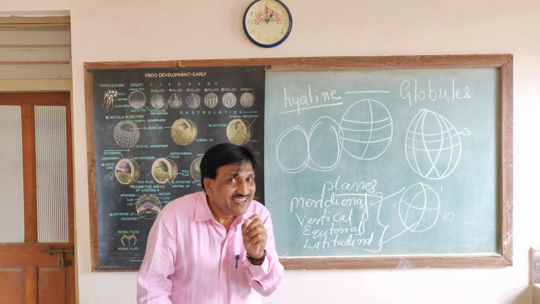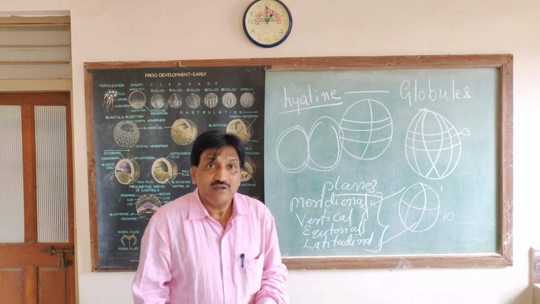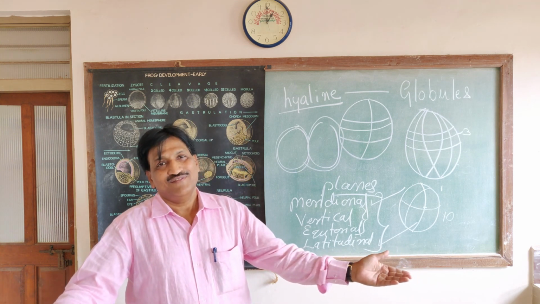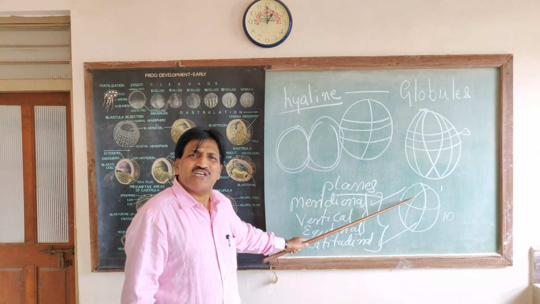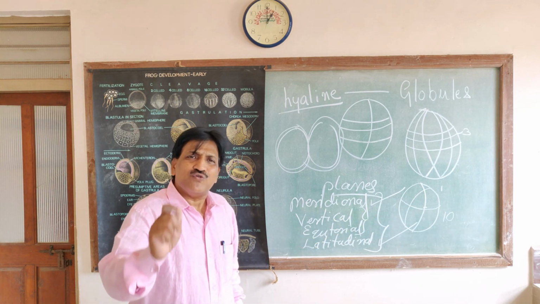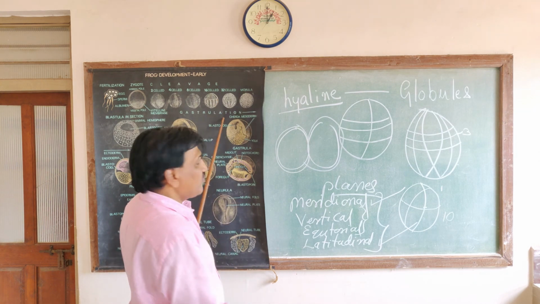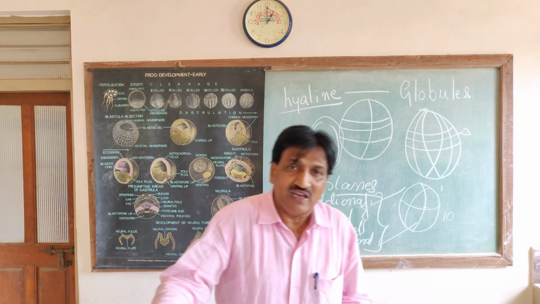It delays the process of cleavage, or inhibition. What is called inhibition? This is the best example of the effect of yolk on cleavage. Thank you, my dear friend. I will take the next one.